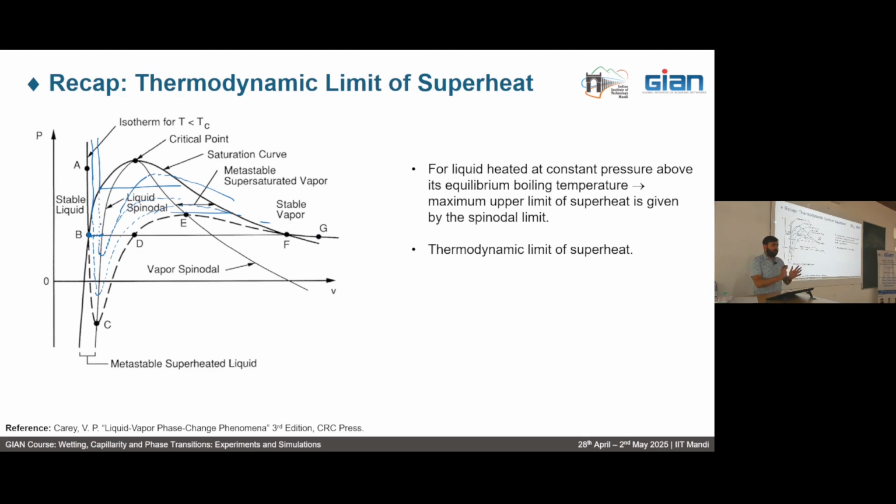So far we haven't talked about the bubbles, the bubble nucleation, or what the pressure inside the bubble will be. All of this we will discuss in this class. But anyway, this spinodal limit gives us the thermodynamic limit of superheat. It means that until what temperature, at a given pressure, we can heat that liquid is given by this spinodal line or spinodal curve.